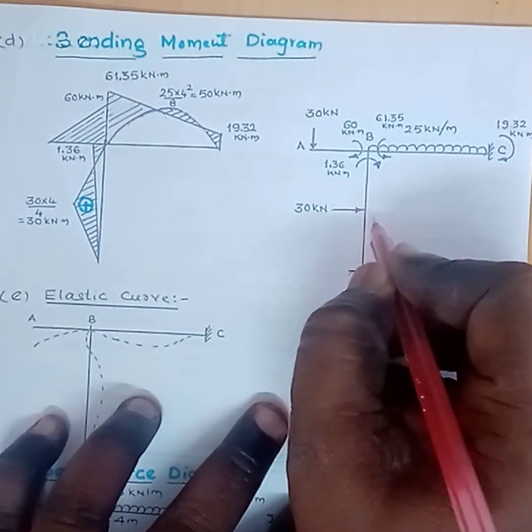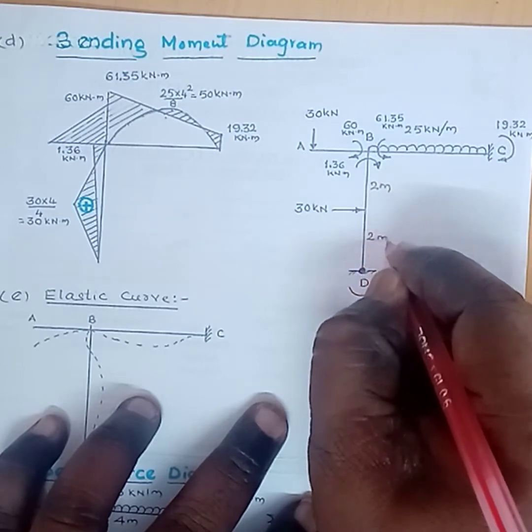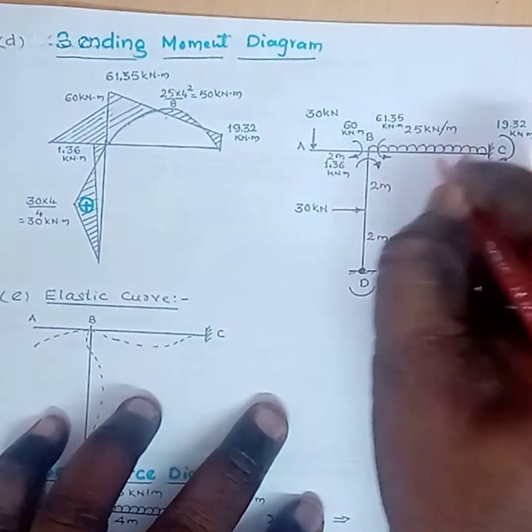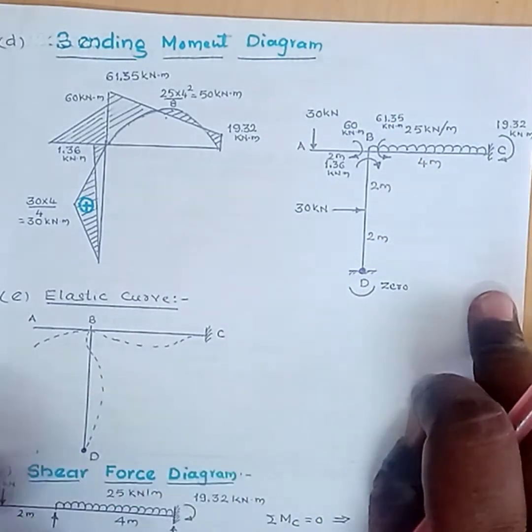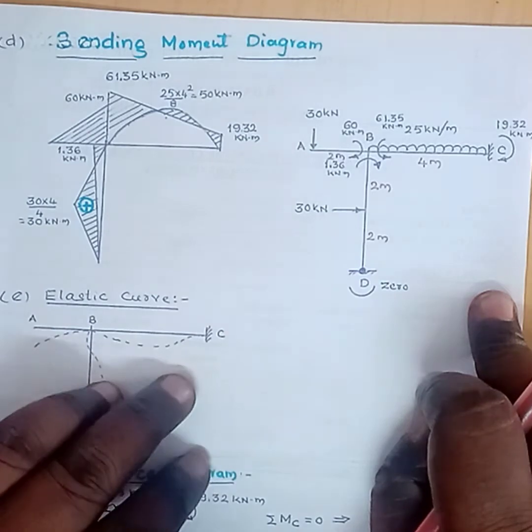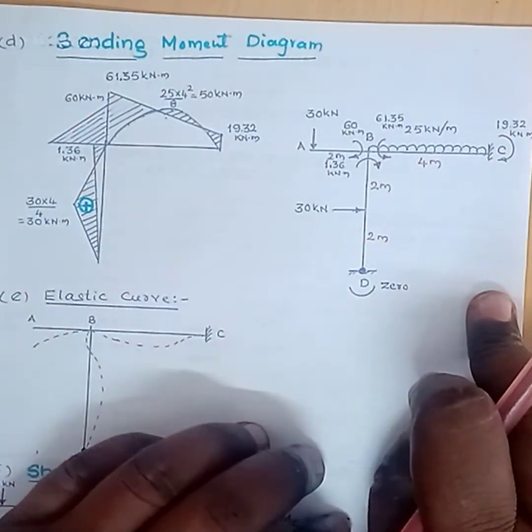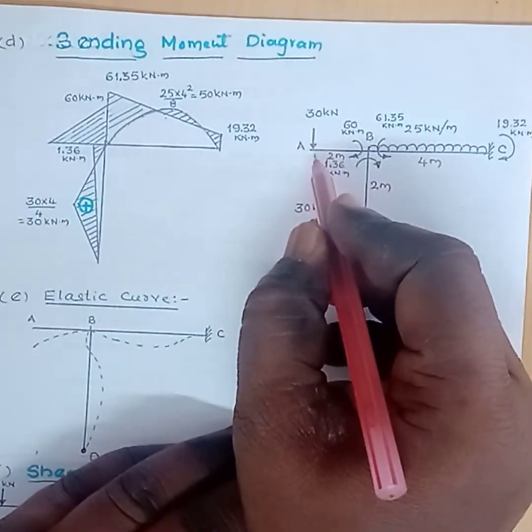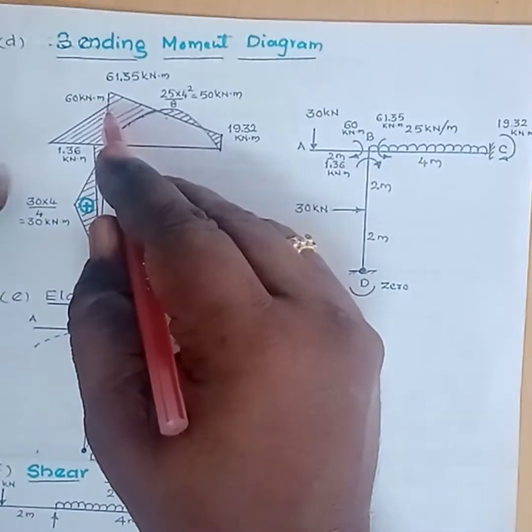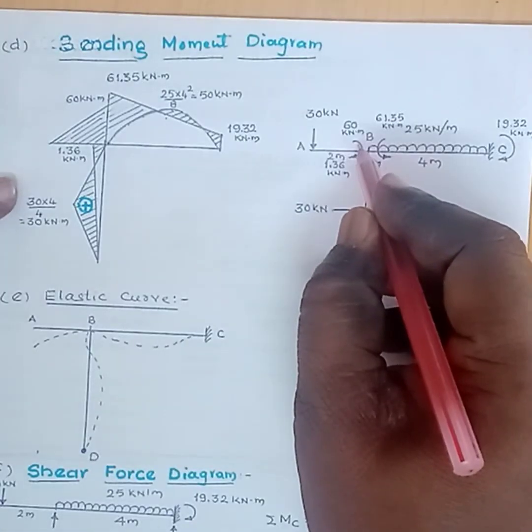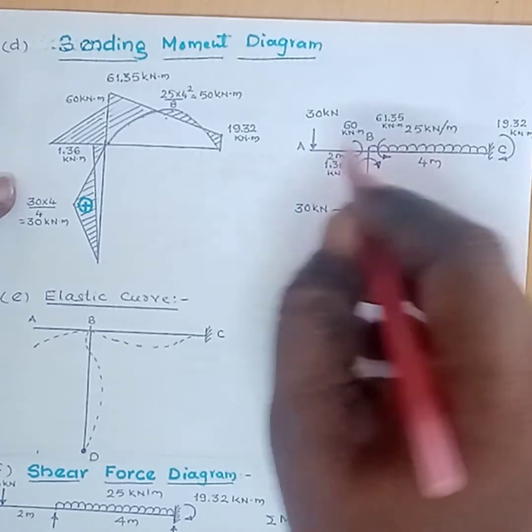Here this is subjected to 30 kilonewton load. This one is 2 meter, this one is also 2 meter, this one is 2 meter, this one is 4 meter. Here these are the various moments acting at different points, different junctions or different joints. Now we can draw the bending moment diagram. Here by observing this, that is 30 into 0, that is 0, 30 into 2, that is 60. Here already we have calculated, that is the resisting moment, that one is clockwise and that is hogging.